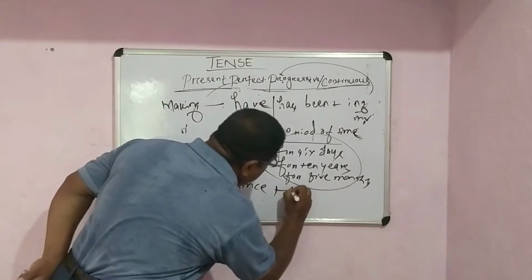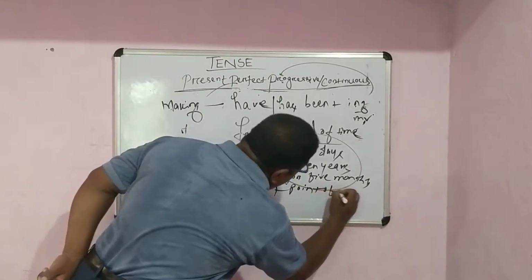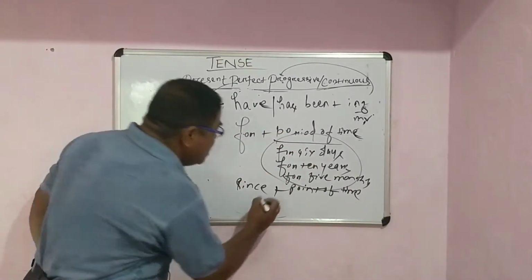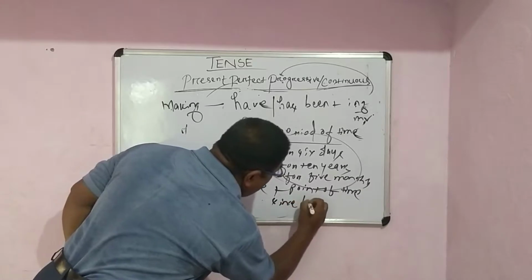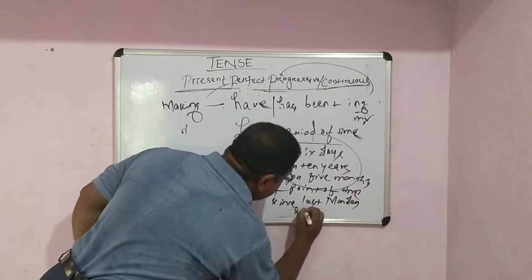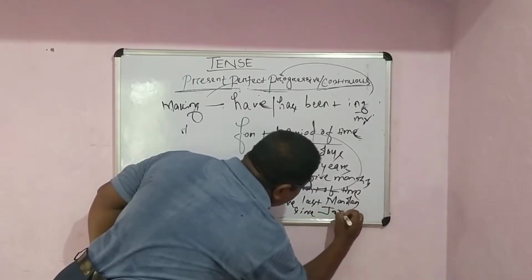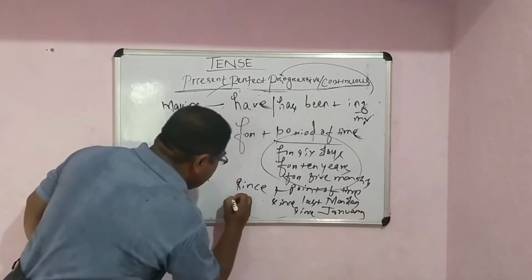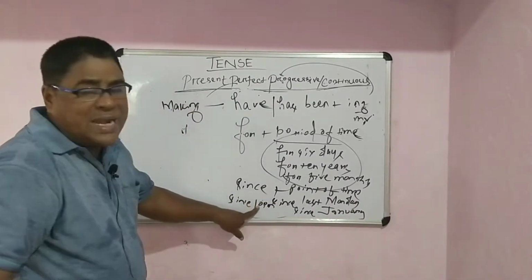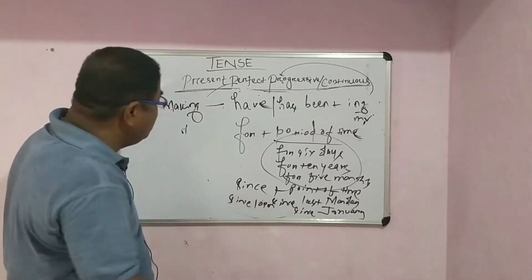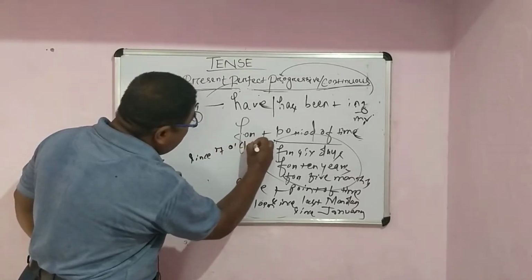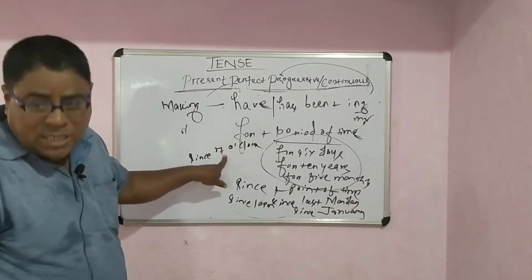Here, since plus point of time. Now mark the difference between period of time and point of time. Point of time means, suppose you say since last Monday, that means the action began from last Monday. If we say since January, that means the action started in January in the past. If you say since 10 p.m., it means right from 10 p.m. at night. Suppose you say since 7 o'clock, that could be 7 a.m. or 7 p.m.